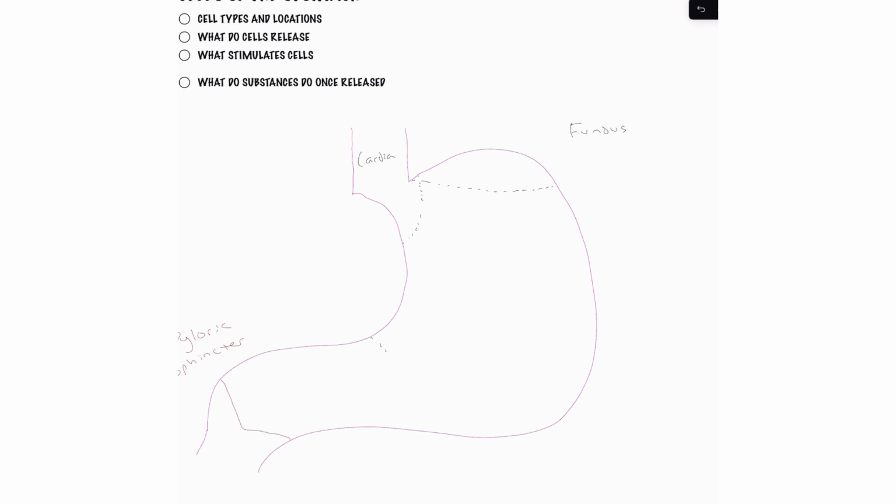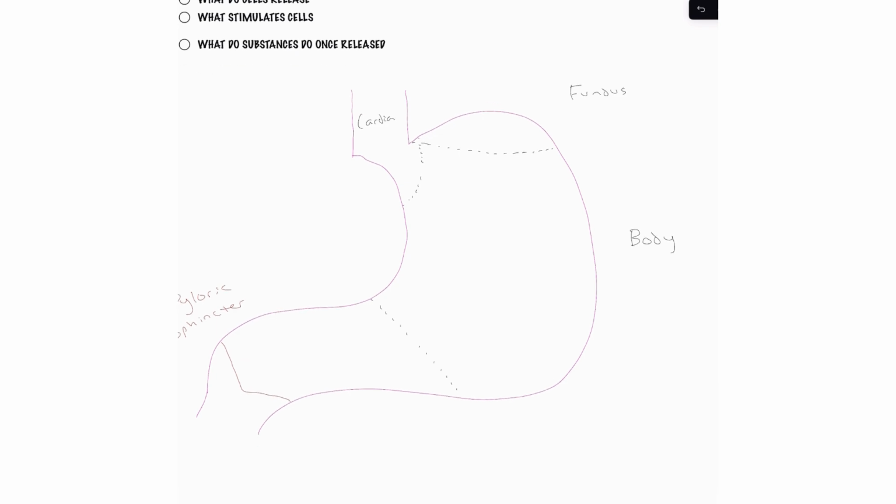This big portion in the middle here, so the largest portion of the stomach, is actually what's called the body. So this is the body of the stomach. And then this last portion here before we get to the pyloric sphincter is what's called the antrum of the stomach, okay? It's important to denote these different areas because different cell types like to live in these different areas, okay?